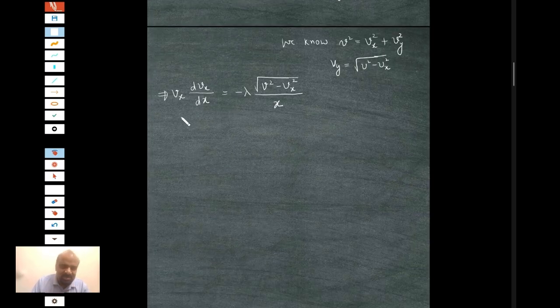So how to solve it? Well, I think now it's done. There is vx over here, there is dvx over here, and there is vx over here. So all the vx we can move on one side, and there is dx and x over here, so all the x on one side. This is what we call variable separable form.